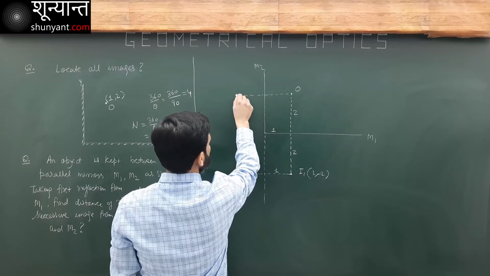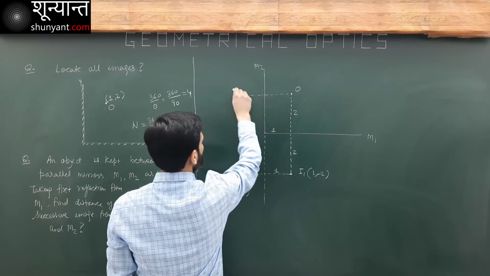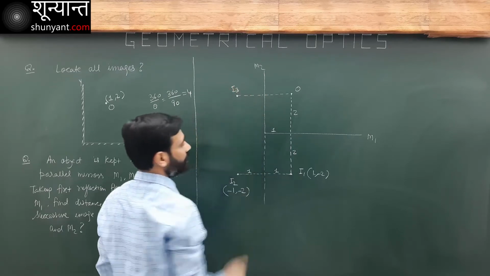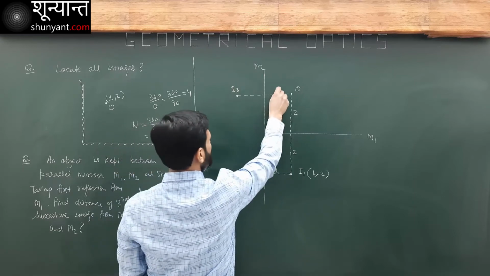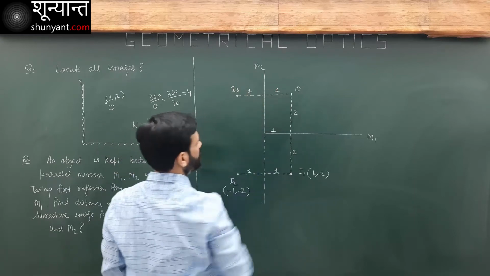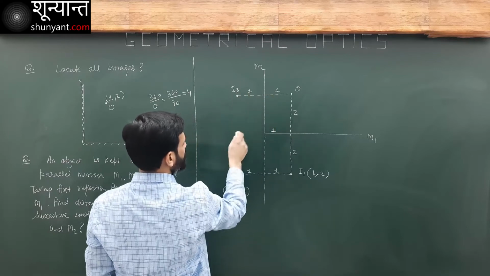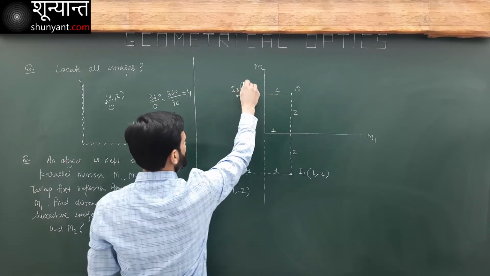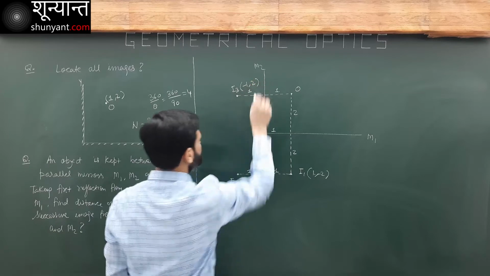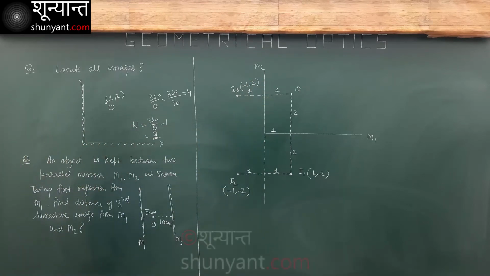This is the first direct image from M2. Let me call it I3. Okay, this distance is 1. This will also be 1. This distance is 2. So this is also going to be 2. What will be its coordinate? Minus 1 and 2.